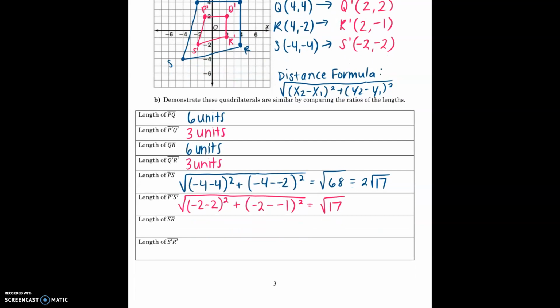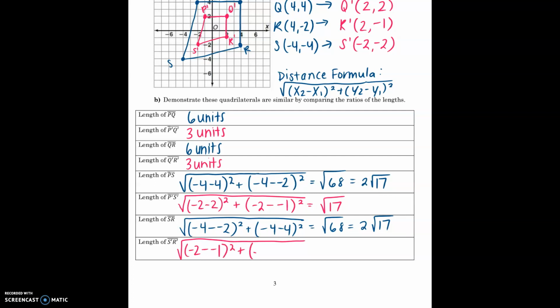Last but not least, we have the length of SR. It's the square root of negative 4 minus negative 2 squared plus negative 4 minus 4 squared, which is equal to the square root of 68, and simplifies again to 2 times the square root of 17. And lastly, we have the length of S prime, R prime: negative 2 minus negative 1 squared plus negative 2 minus 2 squared, which simplifies to the square root of 17.